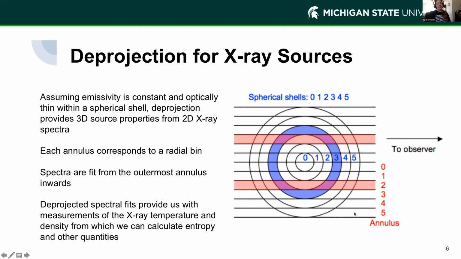And so the deprojected spectral fits provide us with measurements of the X-ray temperature and the density, from which we can calculate things like entropy and the cooling time and other useful ways of capturing the X-ray gas.